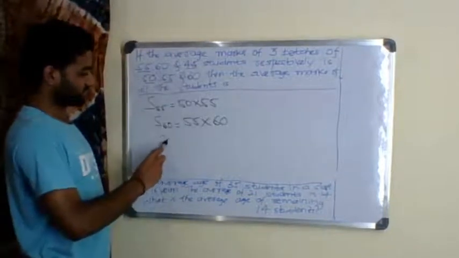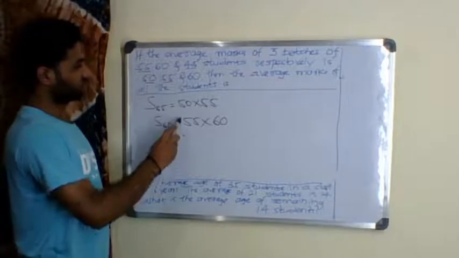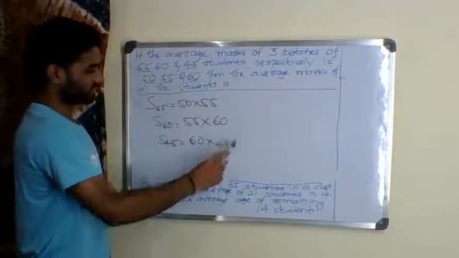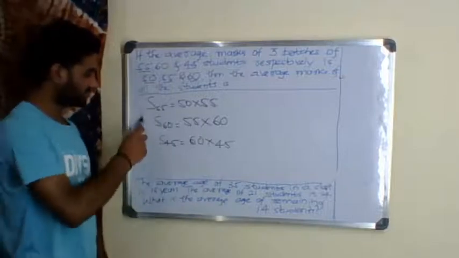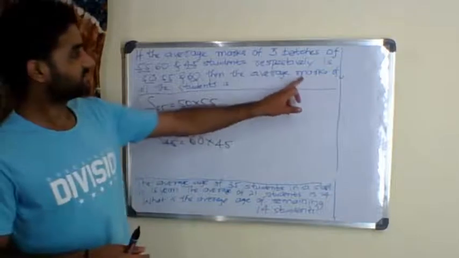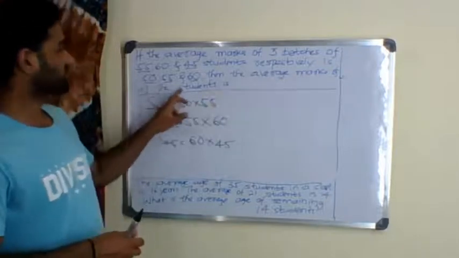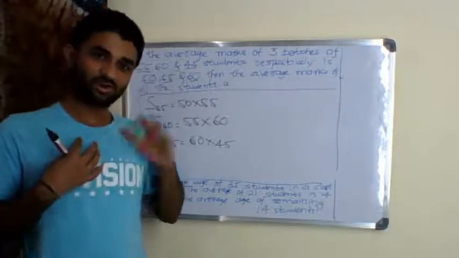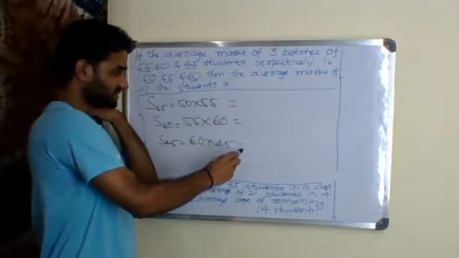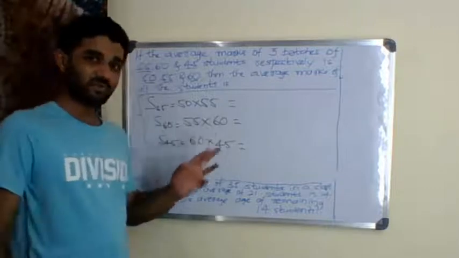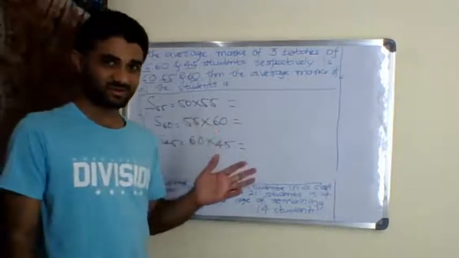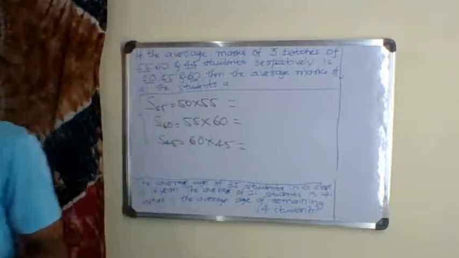Similarly, sum of 45 students is equal to average 60 multiplied by 45. I am taking the sums because I need the sum. The average marks of all the students is asked, so I need the sum of all the students. That is why I am taking the sum. Just to save some time, I will give the values directly. It will save our time. Later you can verify if interested.